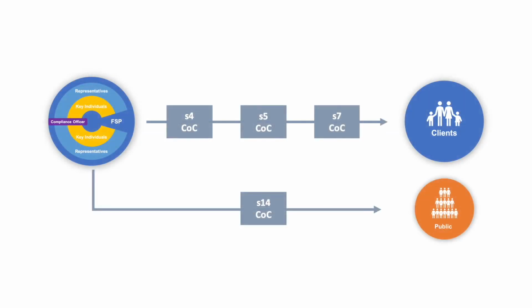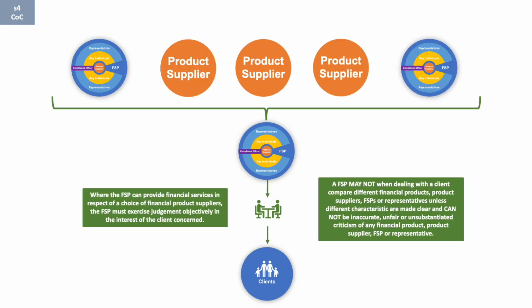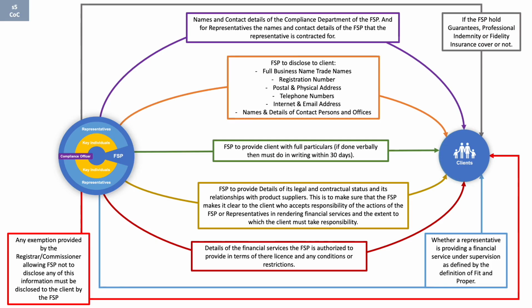So let's go through a final overview of what has been covered. We looked at what the FSP must disclose to the client and the general public. In Section 4 of the Code of Conduct, we covered what the FSP must disclose to the client about the product supplier, also known as the product provider. Then we looked at Section 5 of the Code of Conduct, which covered what the FSP must disclose to the client about itself.